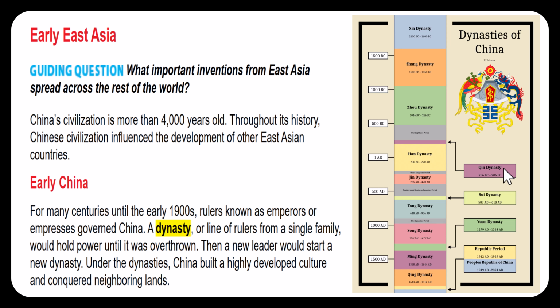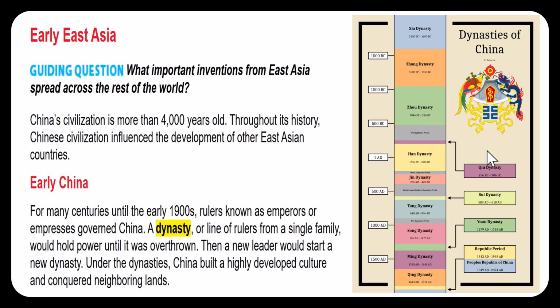Early East Asia. China's civilization is more than 4,000 years old. Throughout its history, Chinese civilization influenced the development of other East Asian countries. Early China. For many centuries until the early 1900s, rulers known as emperors or empresses governed China. A dynasty, or line of rulers from a single family, would hold power until it was overthrown. Then a new leader would start a new dynasty. Under the dynasties, China built a highly developed culture and conquered neighboring lands. And the picture on the right shows you the dynasties of China.